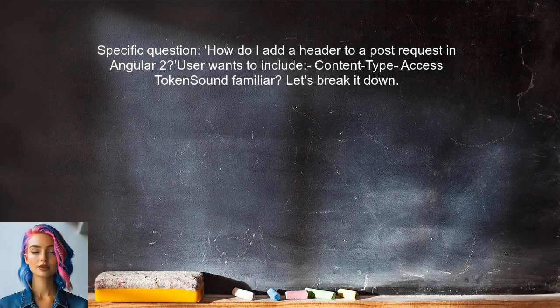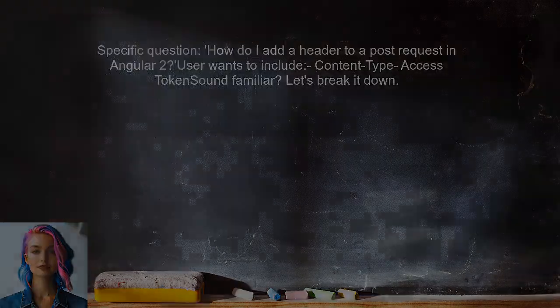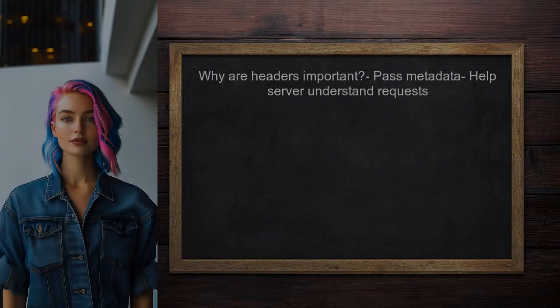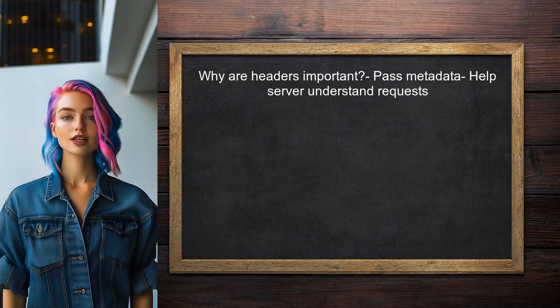Let's dive into the specific question at hand. One user asked, how do I add a header to a post request in Angular 2? They want to include a content type and an access token in their request. Sound familiar? Let's break it down. Understanding how to add headers is crucial for making successful API calls. Headers are essential for passing metadata, like content type and authentication tokens, which help the server understand your request.